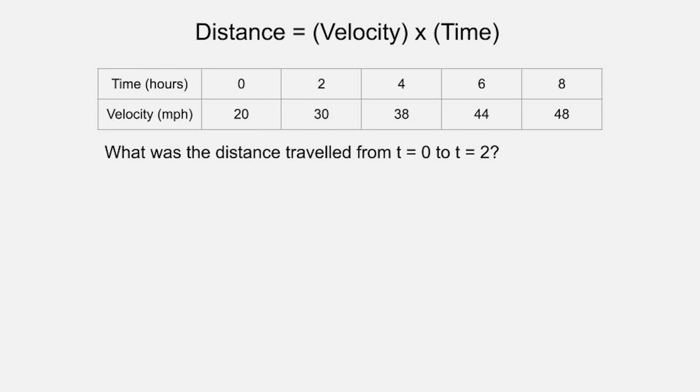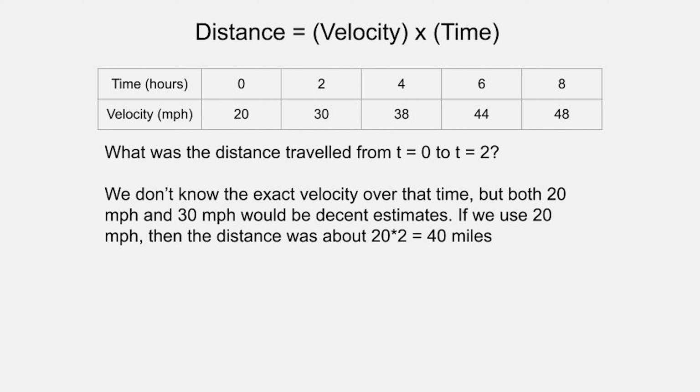Let's break this trip up into smaller time intervals to try and compute the total distance traveled. Now let's start by going between the start of the trip and 2 hours. So from t equals 0 to t equals 2. Now we don't know the exact velocity at every second over that 2-hour period, but we know that he started that time period going 20 miles per hour, and he ended that time period going 30 miles per hour. So both 20 and 30 would be decent estimates for the velocity over that time period.